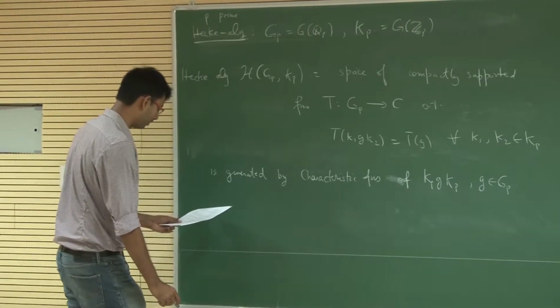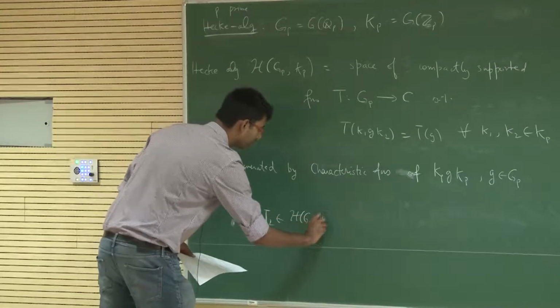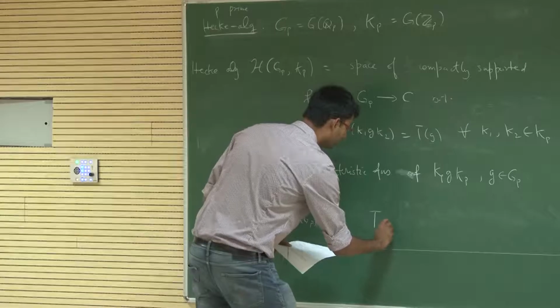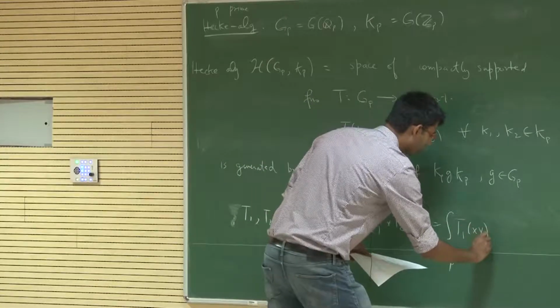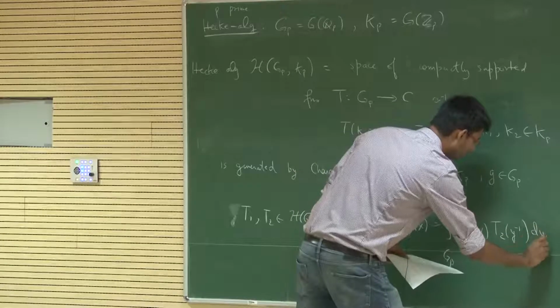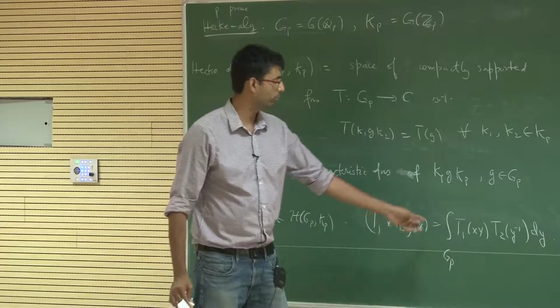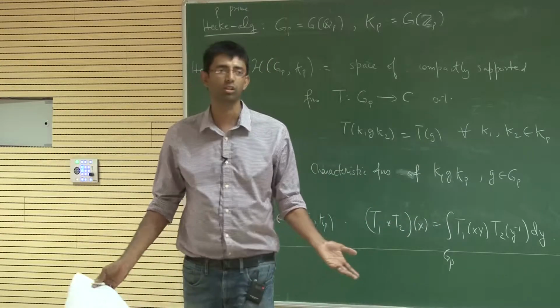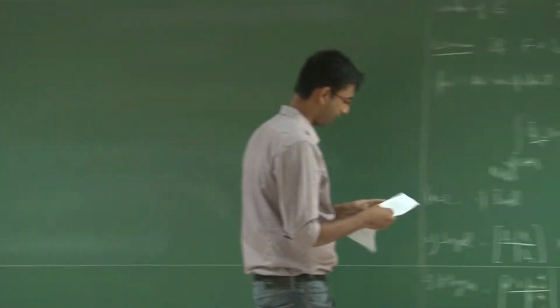So if you have T1, T2 in H(Gp, Kp), then you define T1 * T2 of x as the integral over Gp of T1(xy) T2(y inverse) dy. So you are integrating over the whole space Gp, but both these functions are compactly supported. So the convergence is not an issue at all. It's a very nice object that we have here.